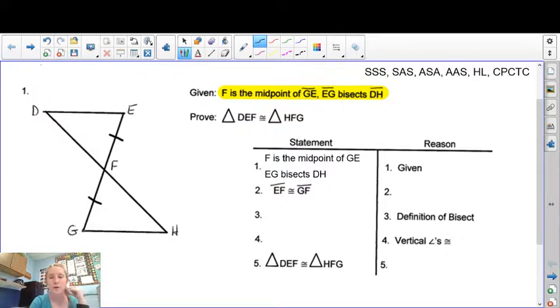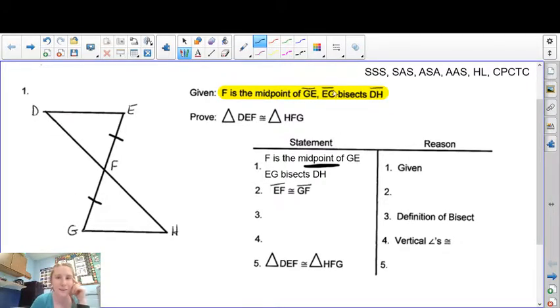So what told me in my given statement that I got to make those marks? Well, I see F is the midpoint. Okay, F's kind of involved in that, so it might be that first one. Or I see EG bisects DH. Well, I see the word bisect down below in number 3, so it can't be that one. So it's got to be this thing, midpoint.